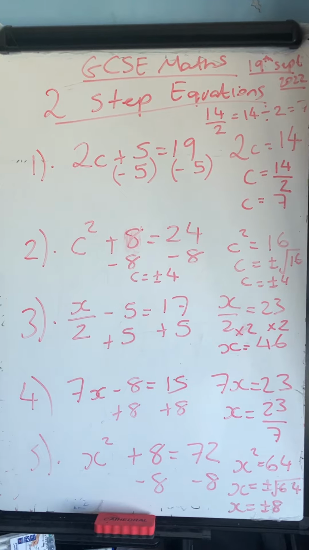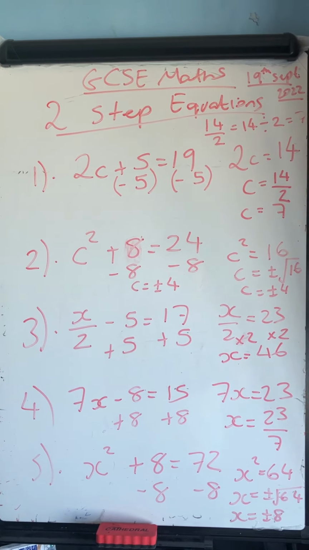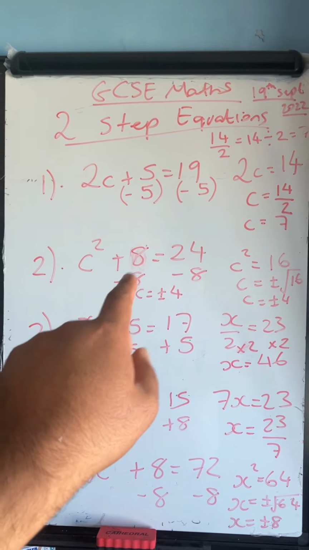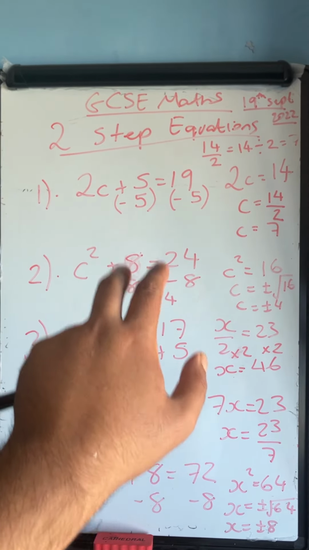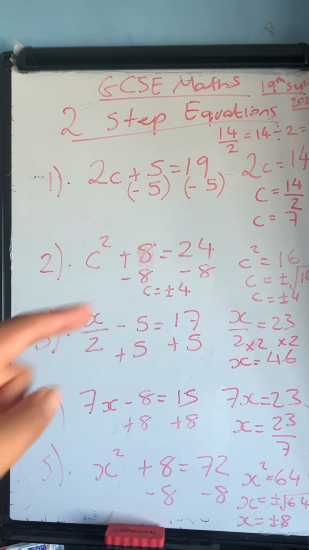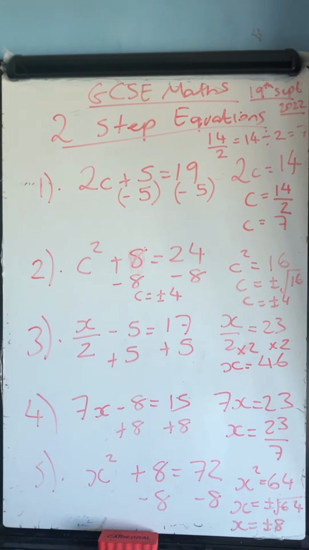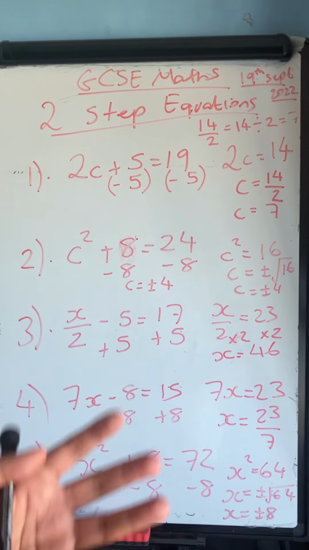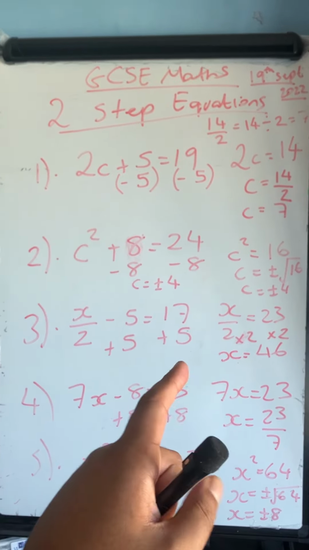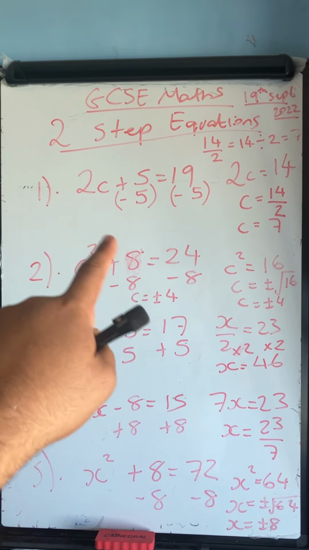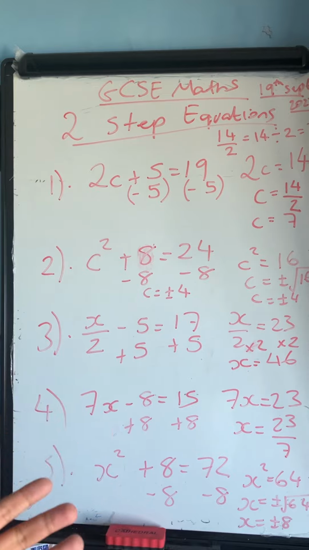Question number 2, I've got c squared plus 8 is equal to 24. I would take away 8 on both sides of my equation to balance the equation respectively. I'd get c squared is equal to 16. The opposite of squaring something is the square root. Now here, I've got to be careful, because it's a power of 2 there. This is what I call a quadratic equation.